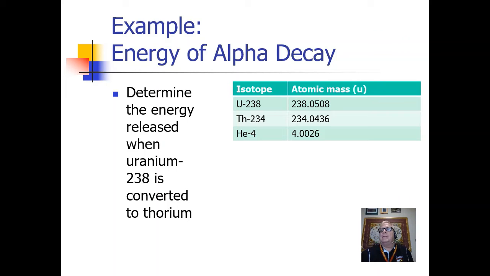Now you'll get the masses in atomic mass units, and then you have to use your conversion factor, which is found in your formula chart, in order to convert that to the energy in electron volts.